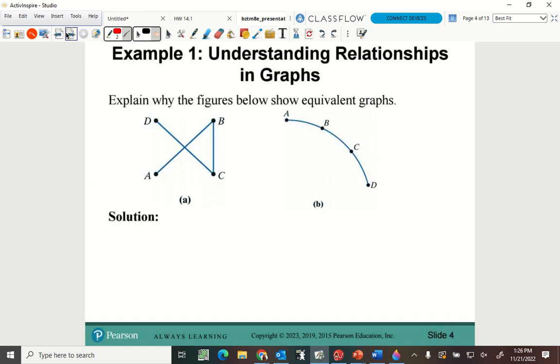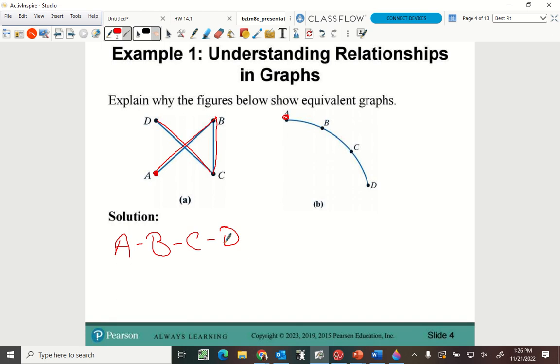Explain why the figure below shows equivalent graphs. These are going to be equivalent to each other because we're starting at A. This one over here is starting at A. This one, I can only go one direction. So starting at A, I have to go to B. After B, I go to C. And from C, there we go. So this goes A to B to C to D.